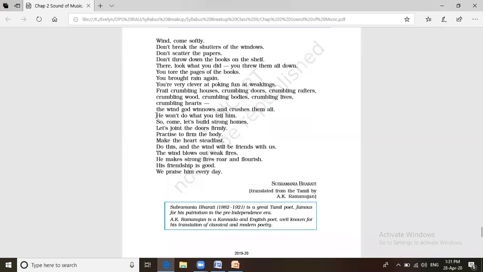He won't do what you tell him. This line is easy. There is a literal meaning that the wind god, that means life, doesn't happen the way we want it to happen. We want things to take place, then something else happens. There is a saying, man proposes and God disposes. That means we have our plans, but God has his own plans. So life or destiny or challenges or problems, they don't listen to us. Things don't always happen according to our plans.